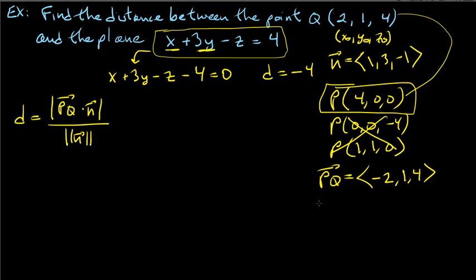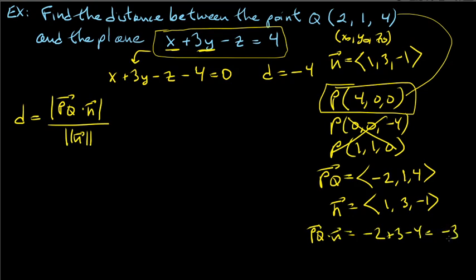Okay. All right, and now just take the dot product with n. So just for reference, here's n again, 1, 3, negative 1. So the dot product is negative 2 plus 3 minus 4. So that's going to be negative 3. Right, and so this is why it's very important to take the absolute value, because we don't want to say the distance is a negative number, right? It's got to be a positive number.